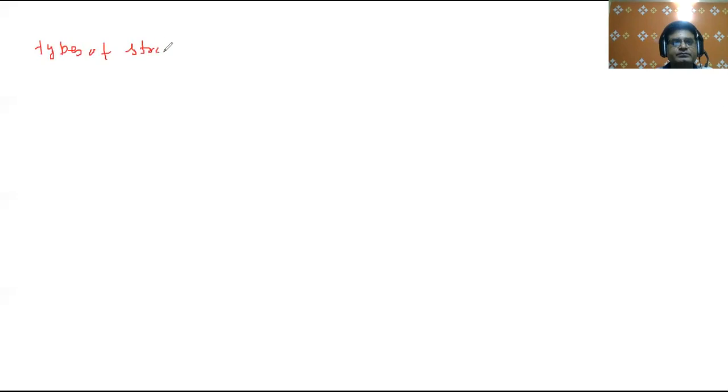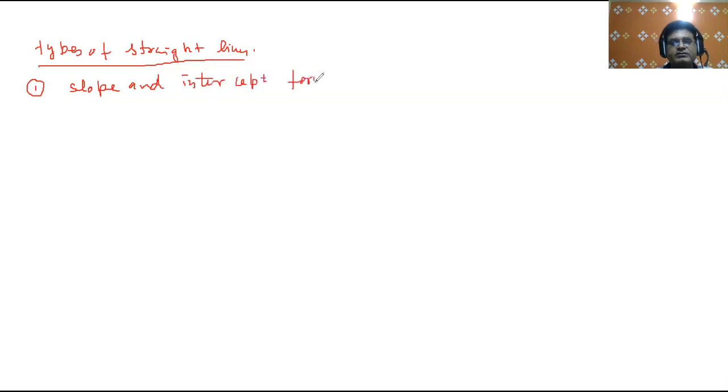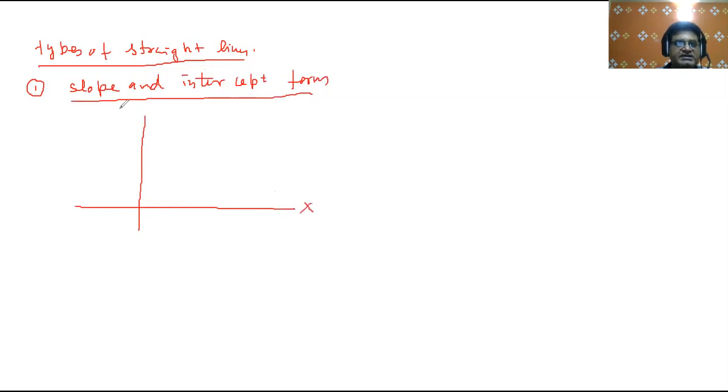Types of straight lines. So first of all we'll discuss slope and intercept form. Say for there is a line, say for this is x-axis and this is y-axis, and there is a line and its intercept on y-axis is c, and this angle is say for theta.